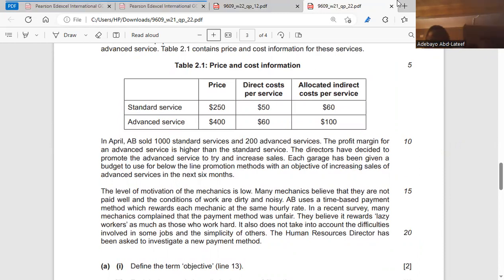Clear. Did you get the point I made here? Yeah. We have allocated indirect cost per service. But how do we incur this cost? We don't know. So it's difficult for us to allocate it.